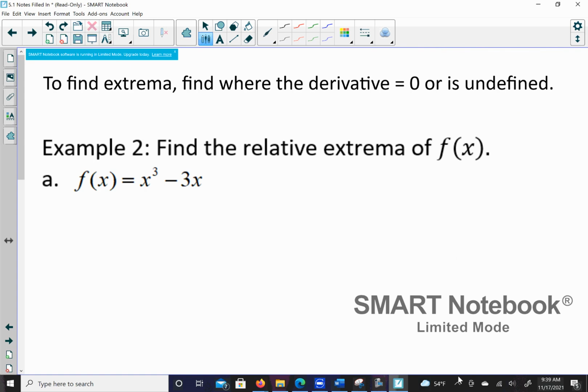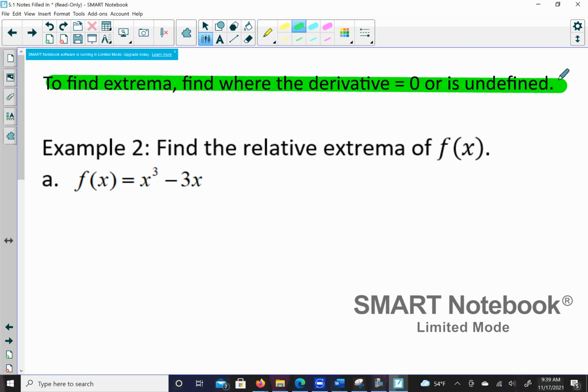So let's move on to the next one. It says find the extrema. To find the extrema, you find where the derivative is equal to 0 or undefined. You want to know that, memorize that, however you want to think about it. That's how I find the extrema, which I'm now going to start referring to as my critical numbers. Critical numbers, and we'll talk a little bit more about that later. So here it says find the relative extrema. I'm not looking for the absolute max or the absolute min.